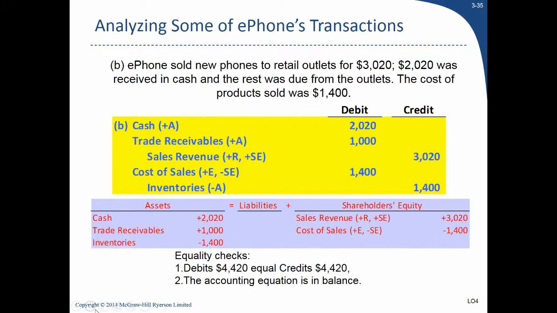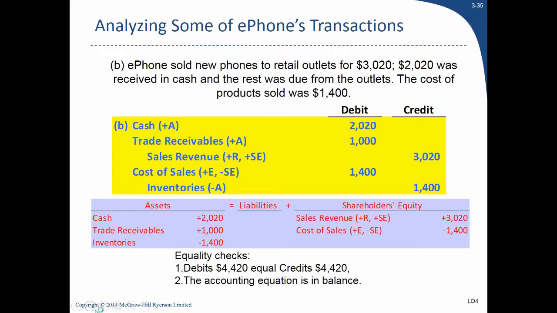ePhone sold some new phones to retail outlets for $3,020. $2,020 was received in cash, and the rest was due from the outlets. The cost of products sold was $1,400. Same transaction as last time. We threw in one nuance, and that is we didn't receive all the revenue in cash.